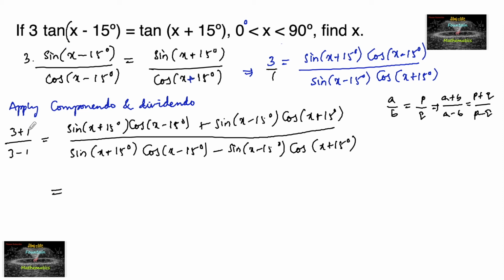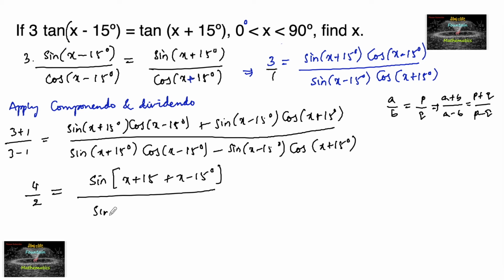So we have, this is 3 plus 1, 4 upon 2, which equals to, it is in the form of sin a cos b plus cos a sin b. Sin a cos b plus cos a sin b is sin a plus b. So we can write this is sin of a plus b, that is x plus 15 plus x minus 15 degrees, upon the denominator sin a cos b minus cos a sin b, that is sin a minus b. So we can write sin of x plus 15 degrees minus x minus 15 degrees.